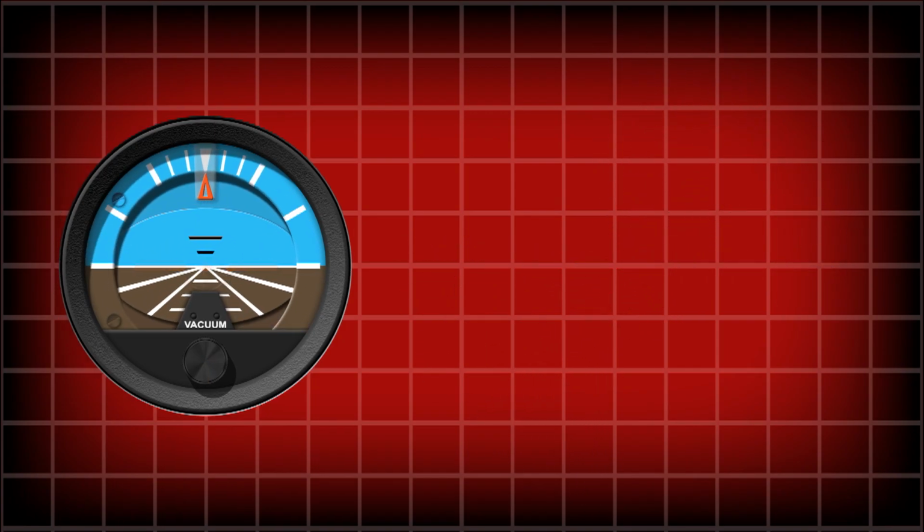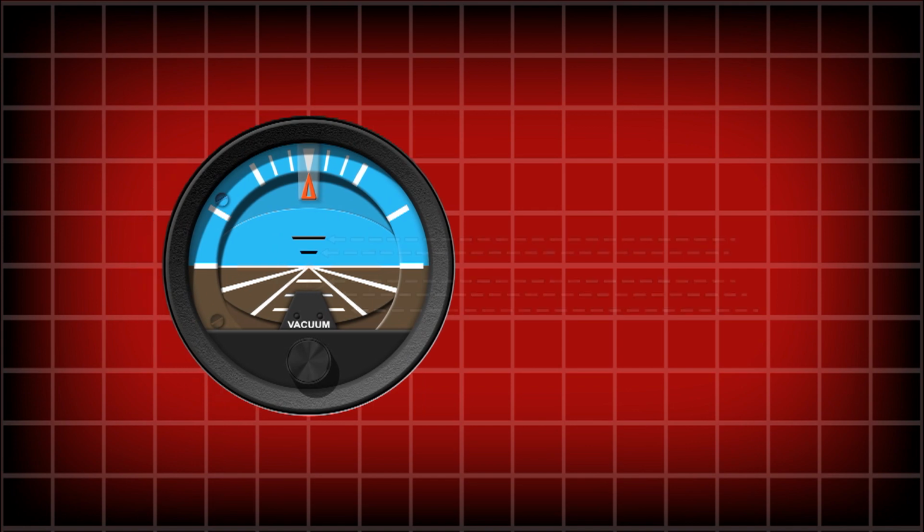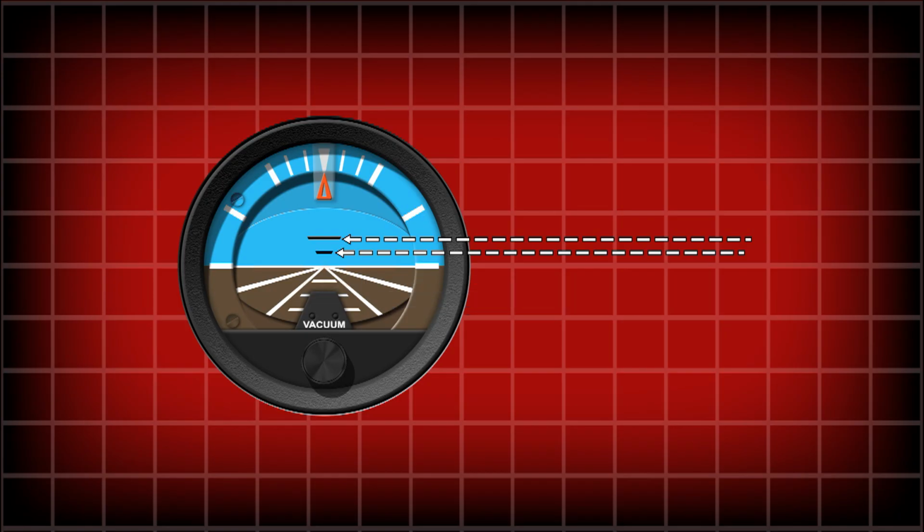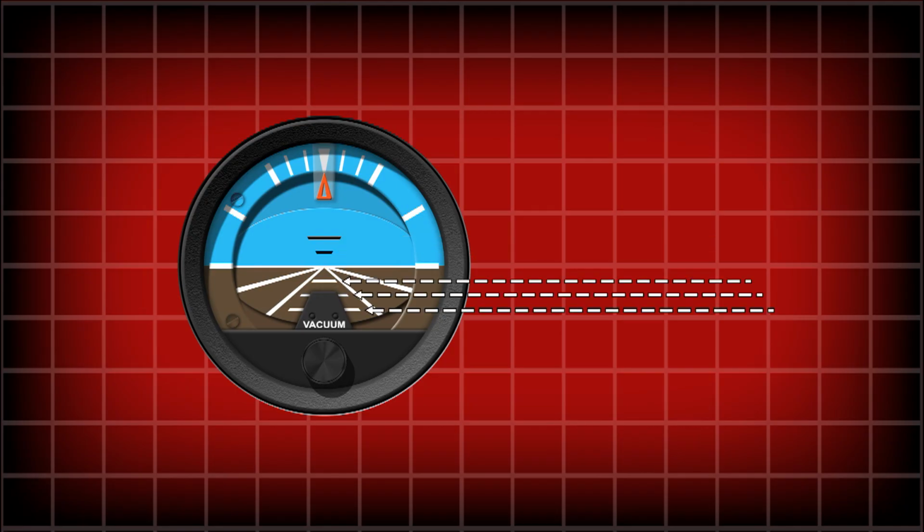Moving on to the pitch of the aircraft, this is represented by the various horizontal black and white lines on the center portion of the instrument. The black lines on the blue portion represent a positive angle of pitch in relation to the horizon, whereas the white lines on the brown portion represent a negative angle of pitch in relation to the horizon.